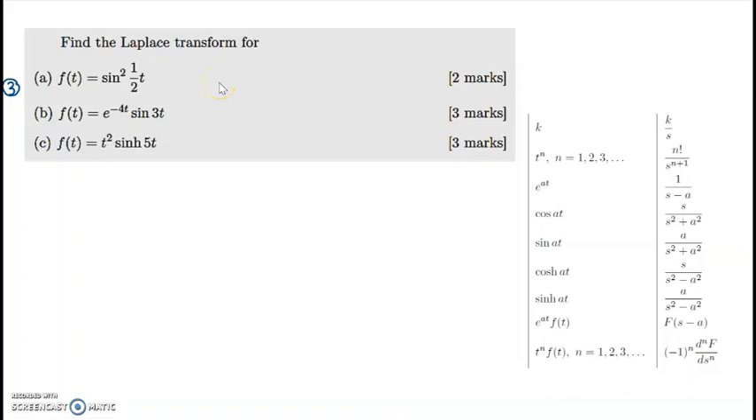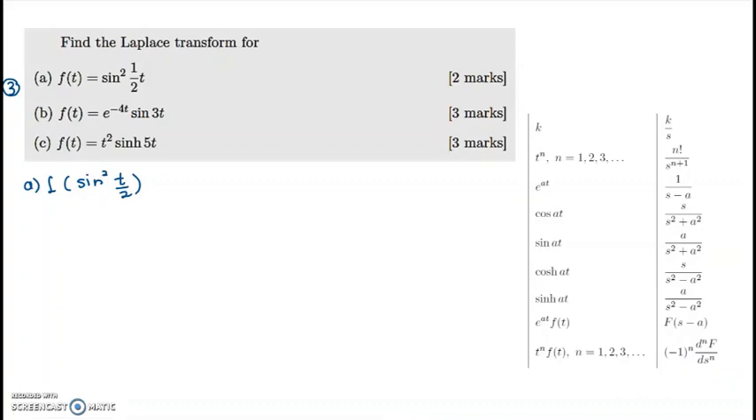All right, so let's move to problem 3. Okay, so for A, we have the Laplace. We want to find the Laplace transform of sine square 1 over 2 t, or can be written as t over 2. All right, so this is the very famous mistake done by the previous students.